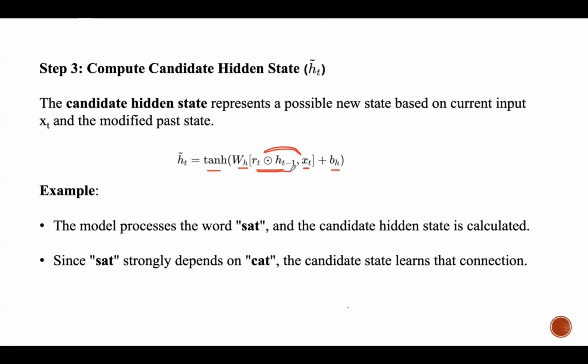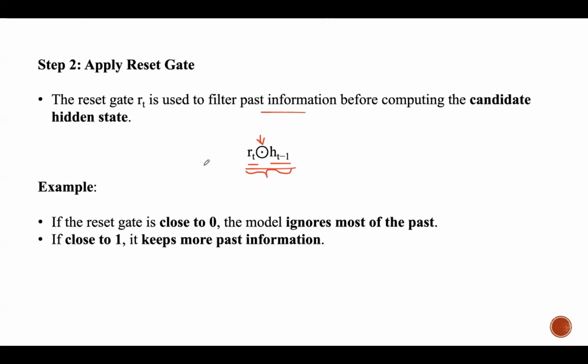The reset gate rt allows the model to decide whether to use or forget the past information. And this candidate hidden state, this ht hat, is used in the final update equation of GRU. So we'll see how this will be used in the next step. Let us go to the picture now.